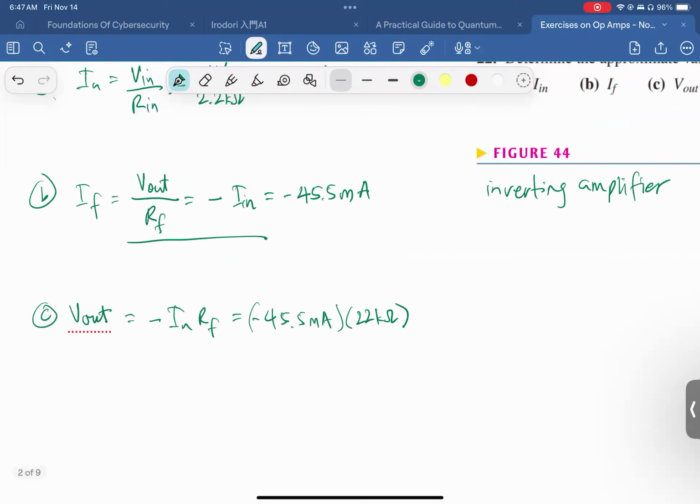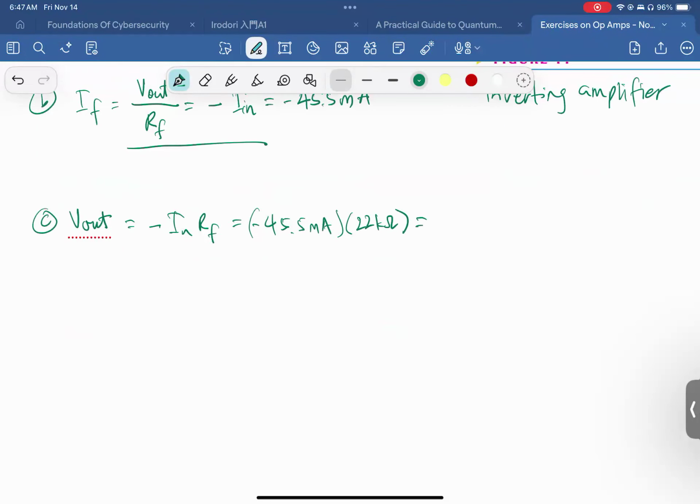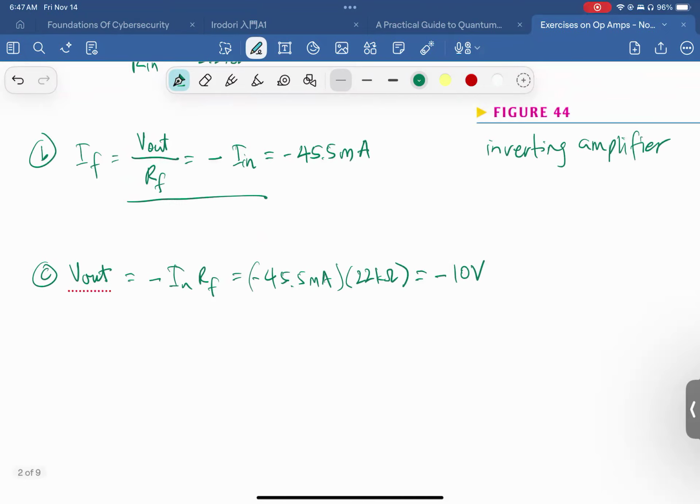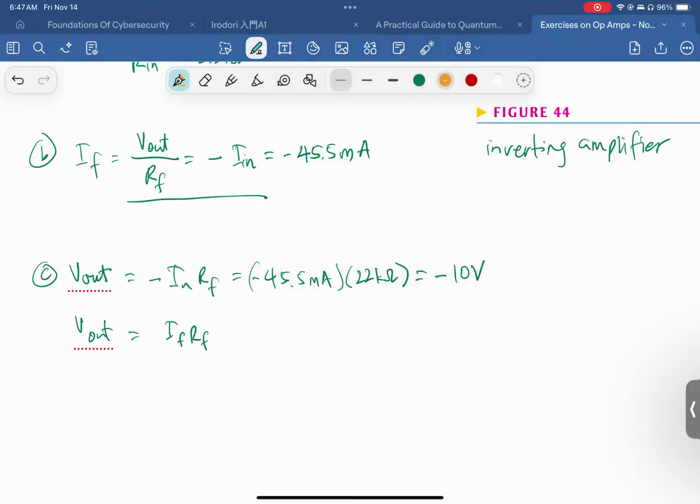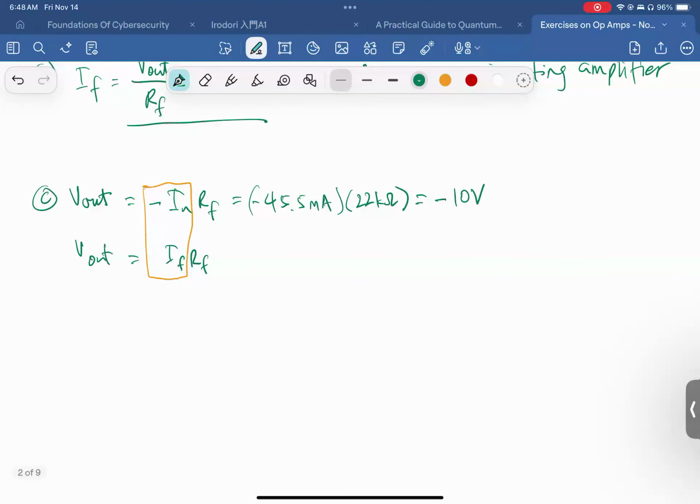So this will give us negative 10 volts. If you're going to write it in this way, in terms of the feedback current, dapat isulat siya ng ganito. Remember that the feedback current is the negative of the input current. Dapat isulat niyo siya ng tama na ganyan. So your output voltage is negative 10 volts.